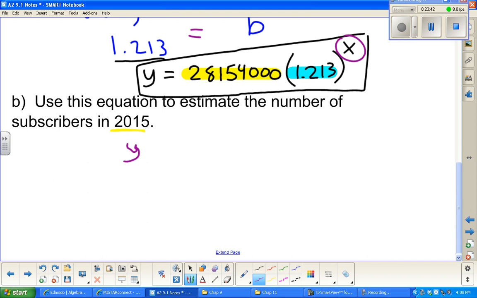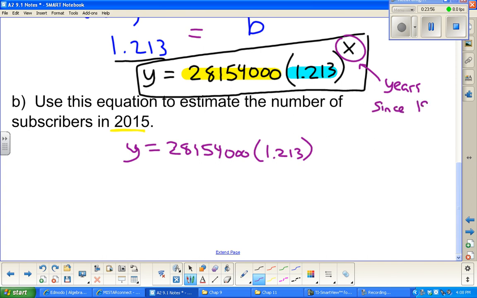I know the equation is y equals 281,540,000 times 1.213 to some power. And remember, the exponent is the years since 1995. It's kind of asking how many opportunities it had to grow. We know it's growing by this amount each year. So since 1995 to 2015, that's 20 years to grow. If we just throw that in the calculator, we can get our answer.